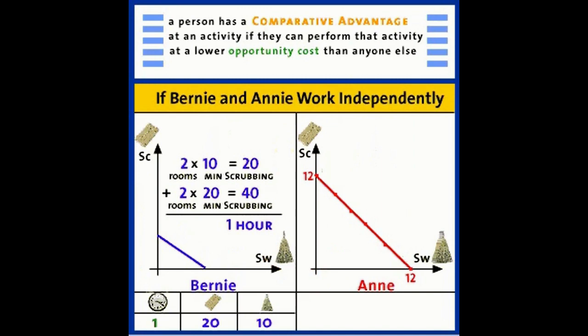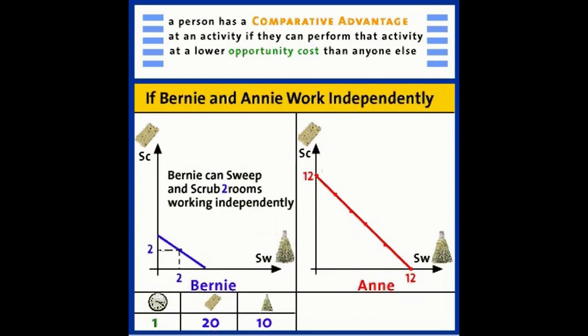If Ann works by herself and she sweeps 6 rooms, that's going to take her 6 times 5 minutes each, which is 30 minutes, leaving her half an hour for scrubbing. Since it takes her 5 minutes to scrub a room, she can also scrub the 6 rooms. So Ann working by herself is going to be able to sweep 6 rooms and scrub 6 rooms.